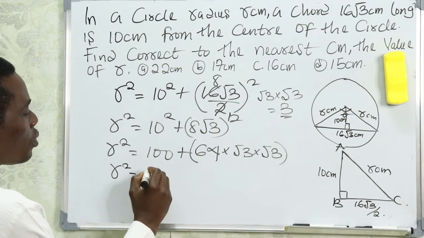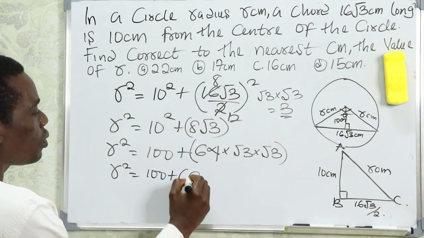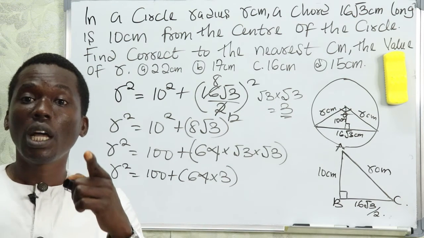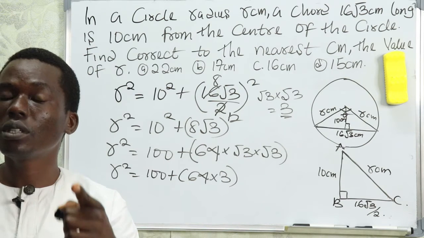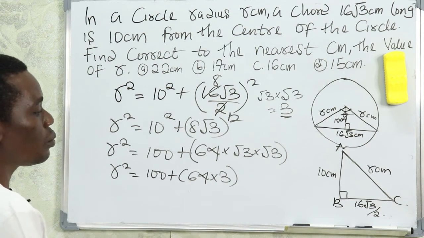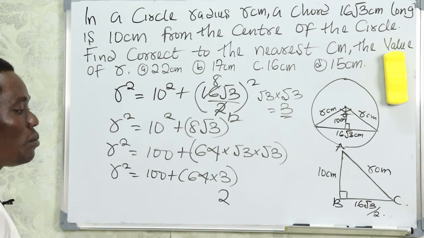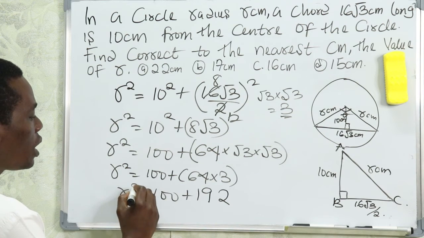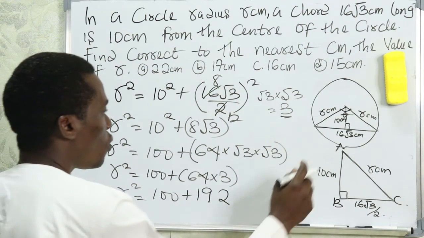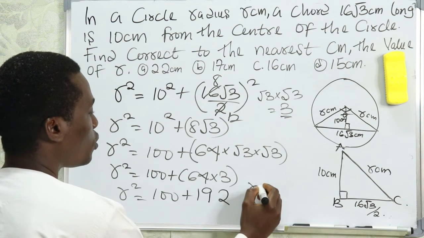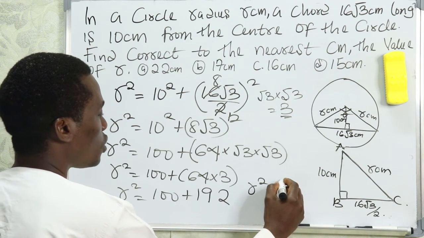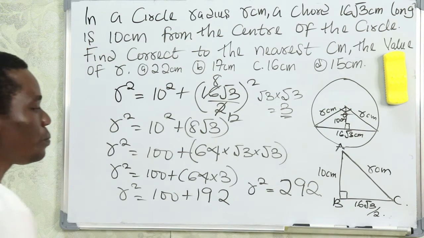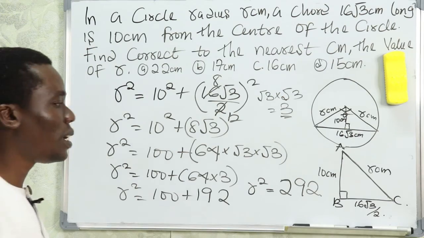our r squared to be equal to 100 plus 64 times 3. Are you following? Now when we simplify that, 64 times 3 will give us 192. This plus 100, r squared is equal to this plus this. So we'll finally have our r squared equal to 292.